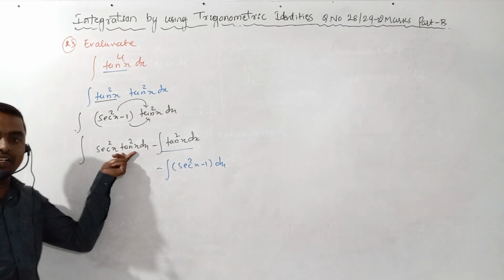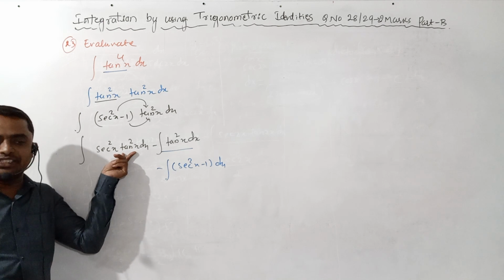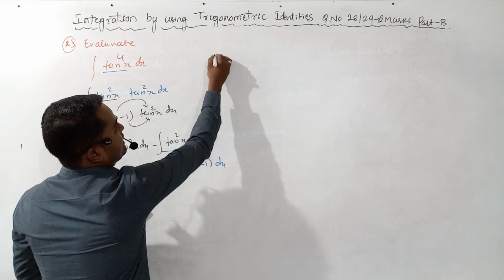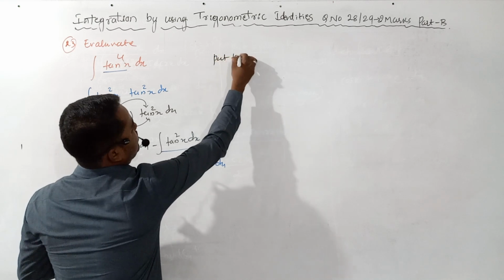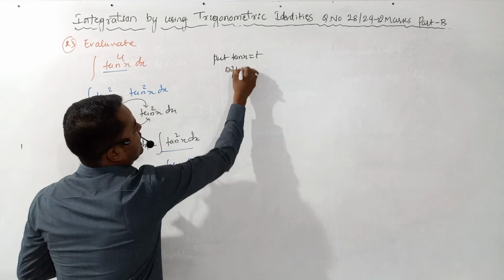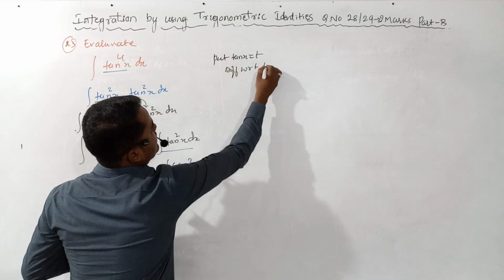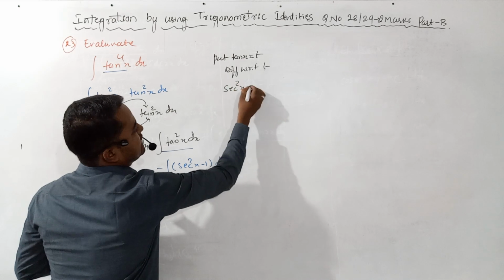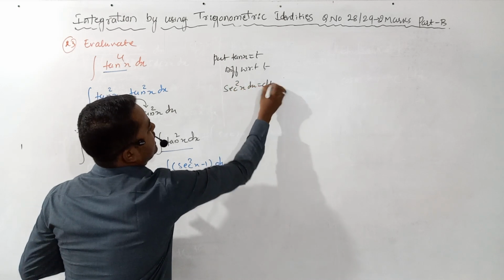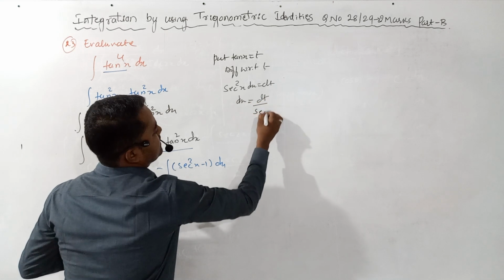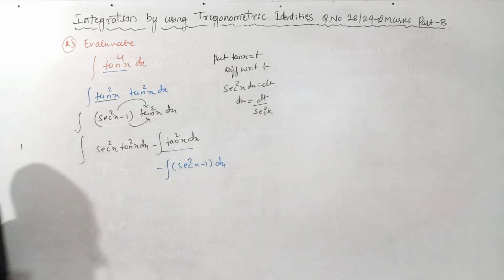To integrate this one, we have to take the substitution tan x is equal to t. Put tan x is equal to t. Differentiate with respect to t. The derivative of tan is sec square x, so sec square x dx is equal to dt. Now dx is equal to dt by sec square x.